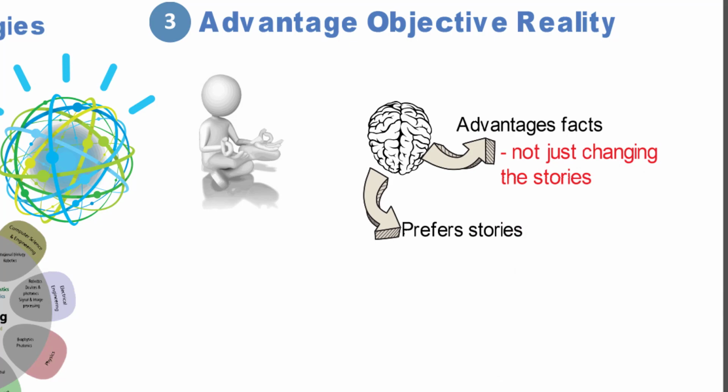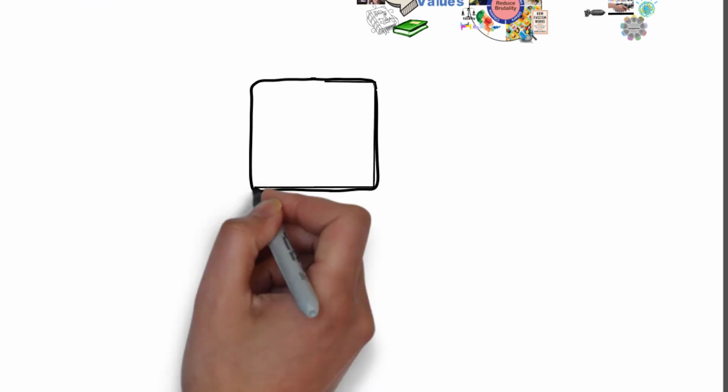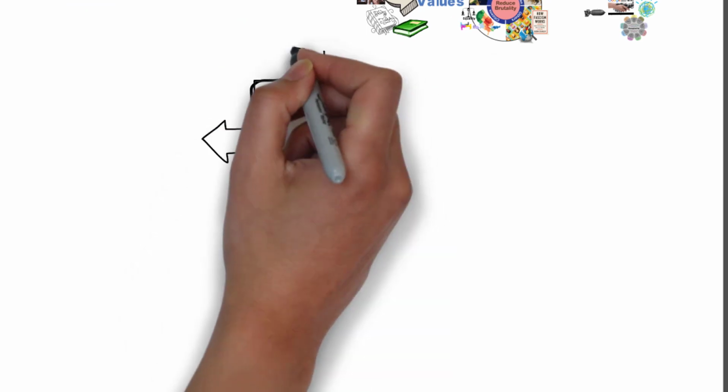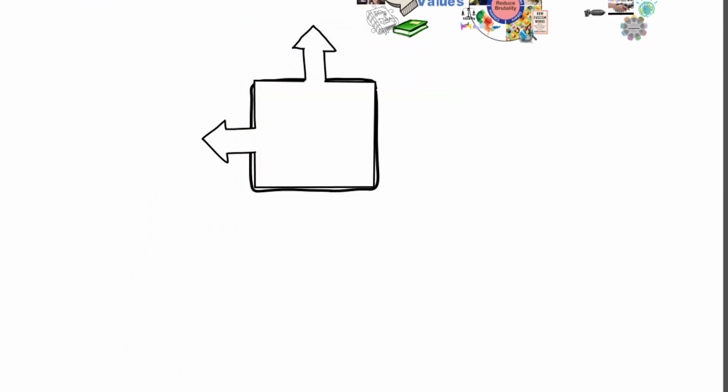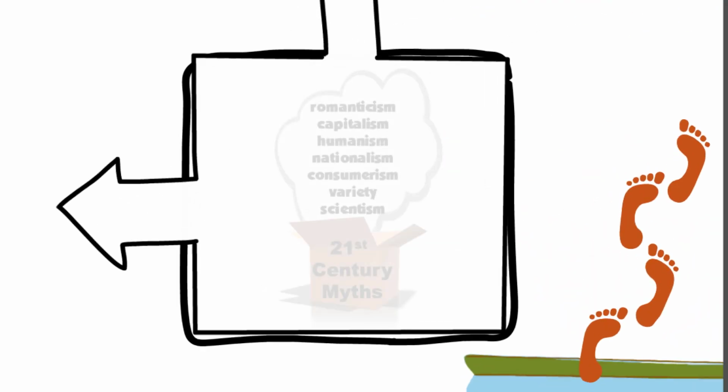And we're not just changing the stories, but changing the stories to advantage facts. And so this is basically, he's saying we've got to start to think outside the box. All right. And this is important because he says it's very difficult for people to become acultural or ahistorical, for us to walk out of a river of our culture and our history.